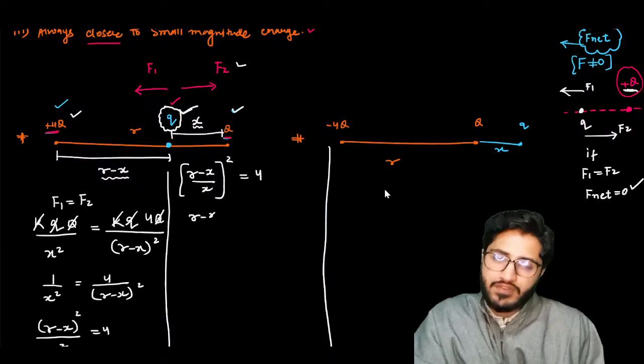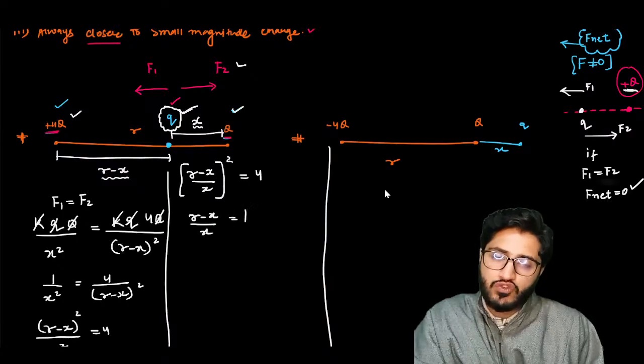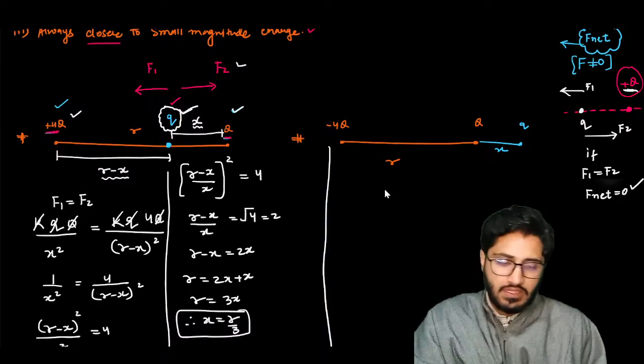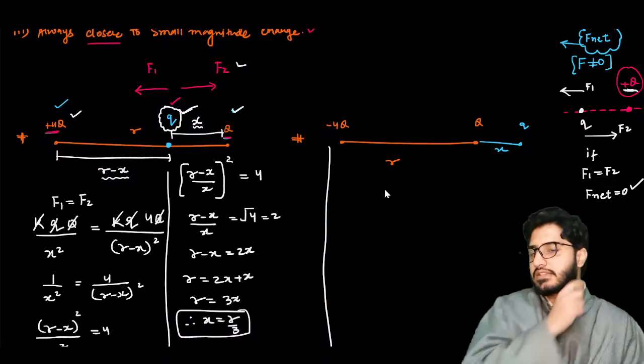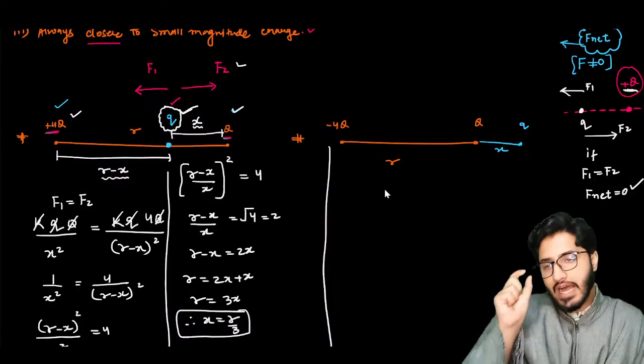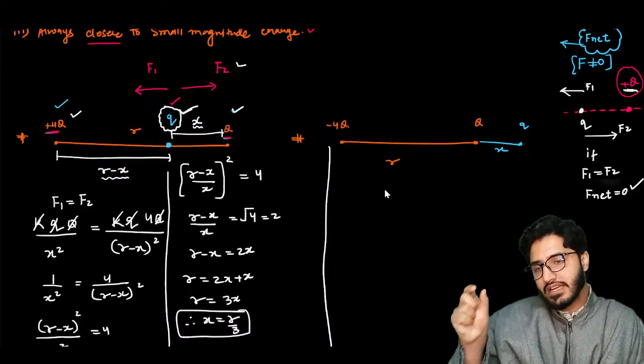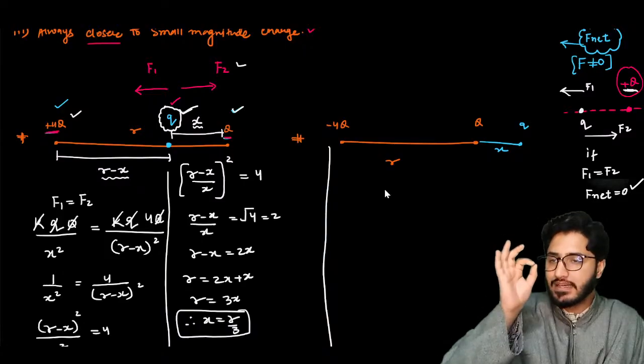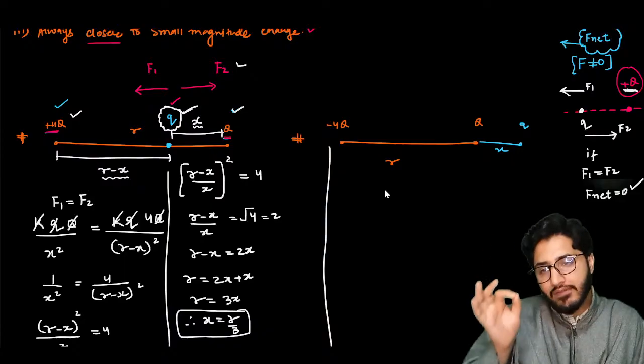I can write R minus X divided by X equals root 4. Root 4 is 2 only. So R minus X is equal to 2X, so R is equal to 2X plus X, so R equals 3X. Therefore, my X came out to be R by 3. That simply indicates, if we go R by 3 distance on the left side towards my smaller charge, we will find a point where the net force is 0, which will be the equilibrium point.